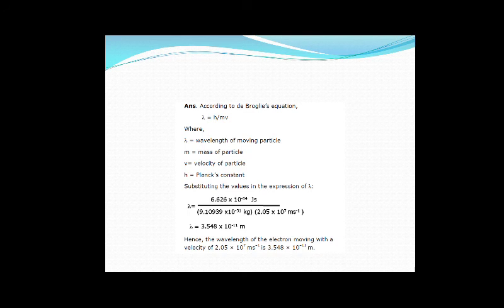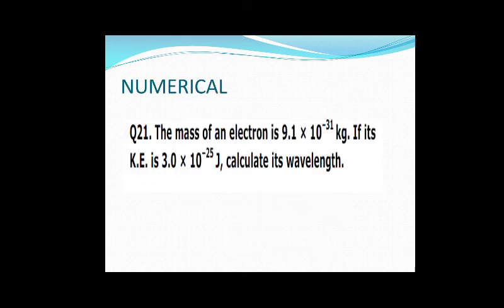Answer. Now let us go to the next numerical. The mass of an electron is given by this mass value m. If its kinetic energy, half mv square (we know the formula of kinetic energy), is given to you as 3.0 into 10 raised to power minus 25 joule, calculate its wavelength. Again, lambda we have to calculate.